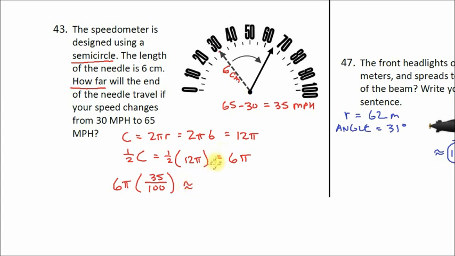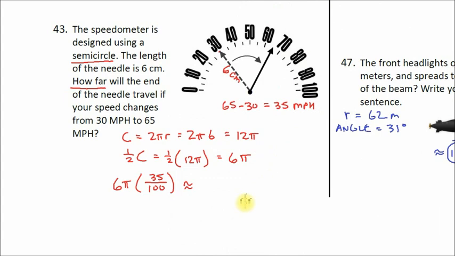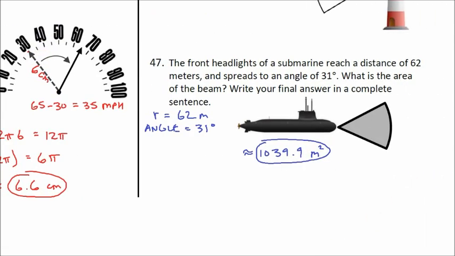So 6 pi times 35 over 100. And that's going to be approximately, let's take a look, 6 pi times 35 divided by 100. And that is equal to 6.59 or 6.6. So approximately 6.6, and our unit of measure is centimeters. There's how far the needle will travel to go from 30 to 65 miles per hour. Let's take a look at the next question.